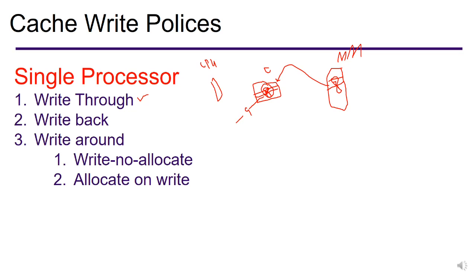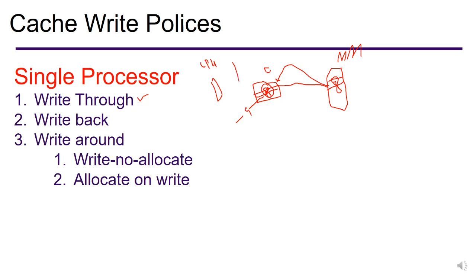On the other hand, the disadvantage is that with every change in the cache, you have to send data to the main memory again and again. So there is a traffic problem because it takes time to send data here and there again and again. This is the disadvantage of write through policy.